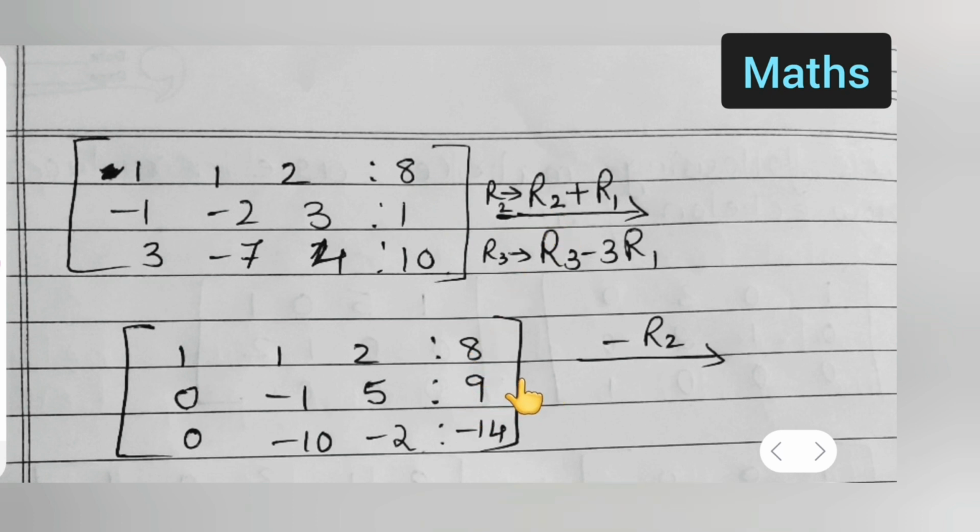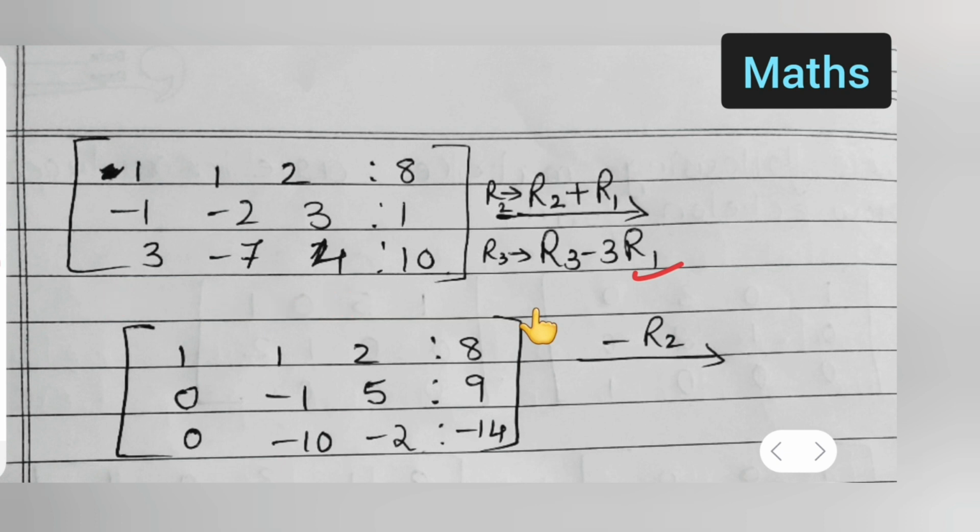Next you are changing R3 now, row 3. So what is going to happen? R3 minus 3 times R1. R1 is 1, so what it is? 0. So that's why I got 0 over here. This is how I got 0 over here.